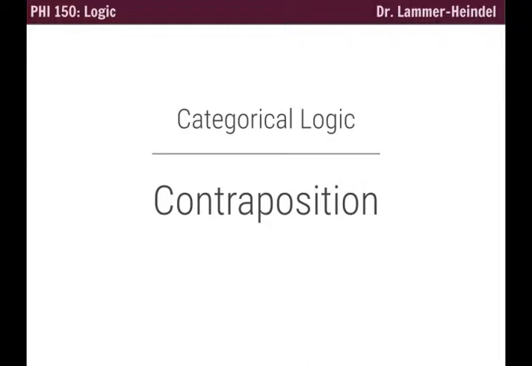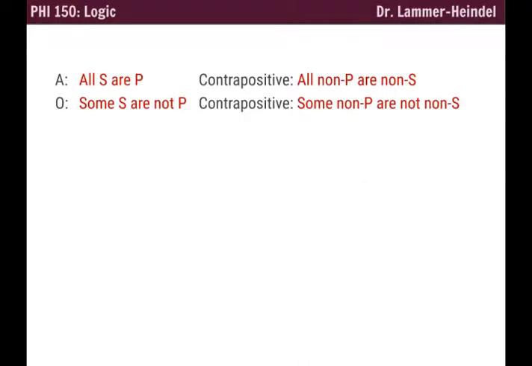As in the previous lessons, I'm going to start by giving you the contrapositive of two of our standard form propositions, and I want to see if you can figure out how to develop the contrapositive of the remaining two standard form propositions. So I'm going to give you the contrapositive of the A form proposition. As you'll recall, the A form proposition takes the form all S are P. Now the contrapositive of the A form proposition is all non-P are non-S.